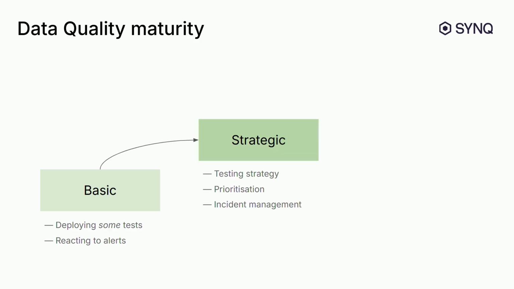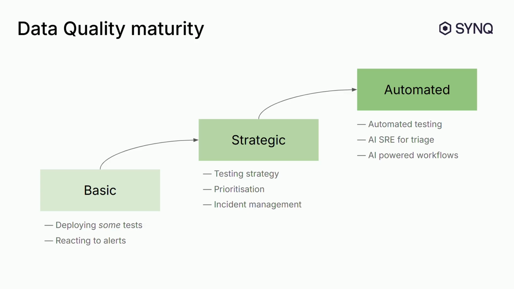When I think about data quality, I like to think about data quality maturity in 3 different stages. At the basic level, you have some tests in place and you react to those when something goes wrong. And I think, let's face it, this is where most of us are at today. Strategic testing is when you have a testing philosophy in place, you prioritize issues intentionally, and you have incident management processes for important issues. And the last step here is automation, which is where I'm starting to see the best teams move, where they intentionally start automating key parts of their data quality workflows.